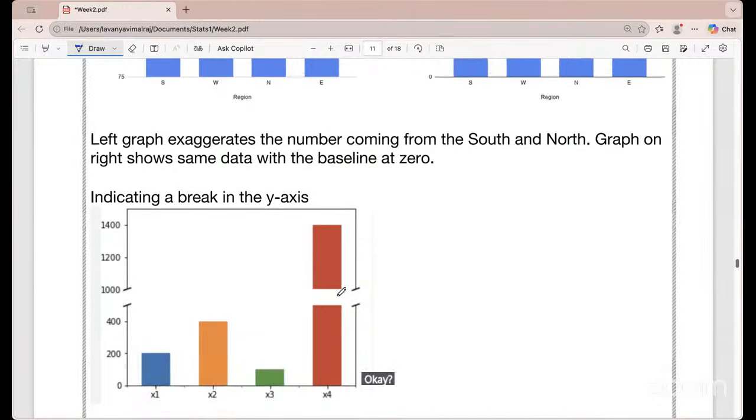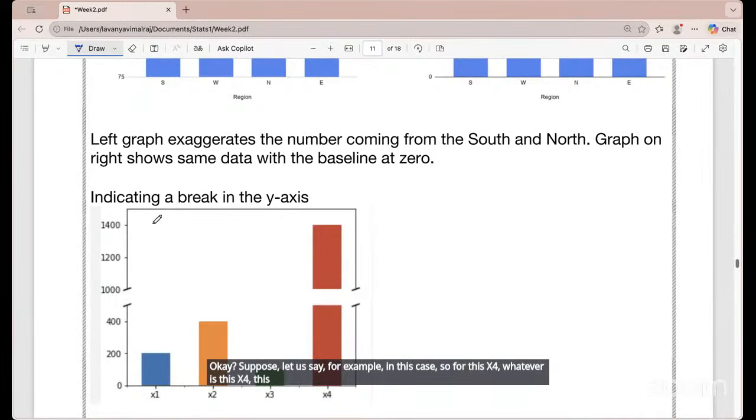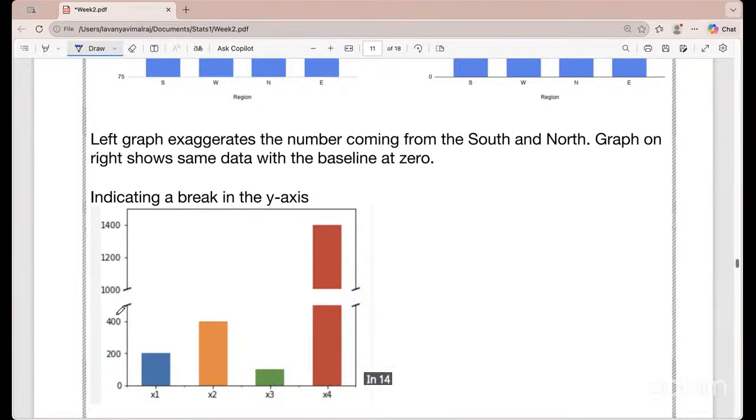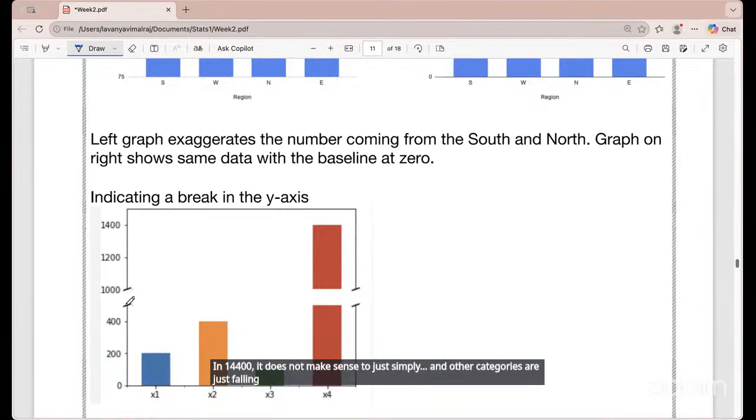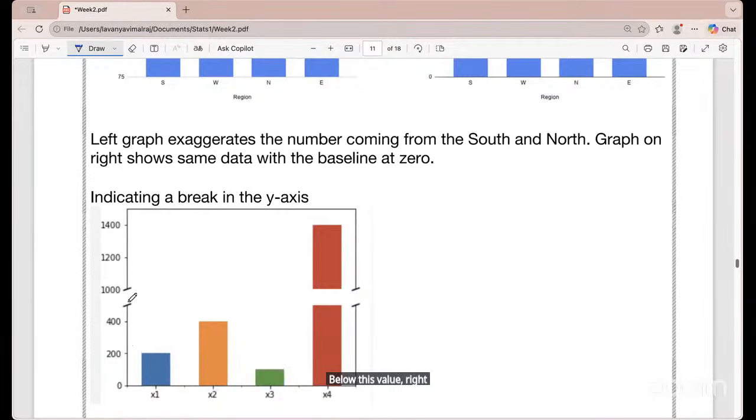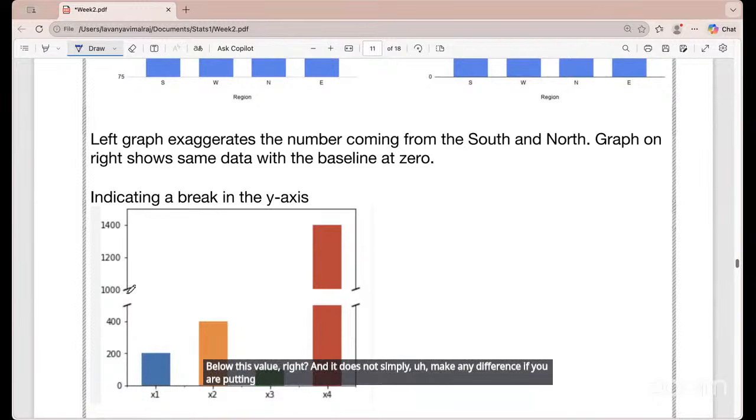Suppose, for example, in this case, this X4 is kind of in 1400, and other categories are just falling below this value. It does not make any sense to simply put 400, 600, 800 and then 1000.